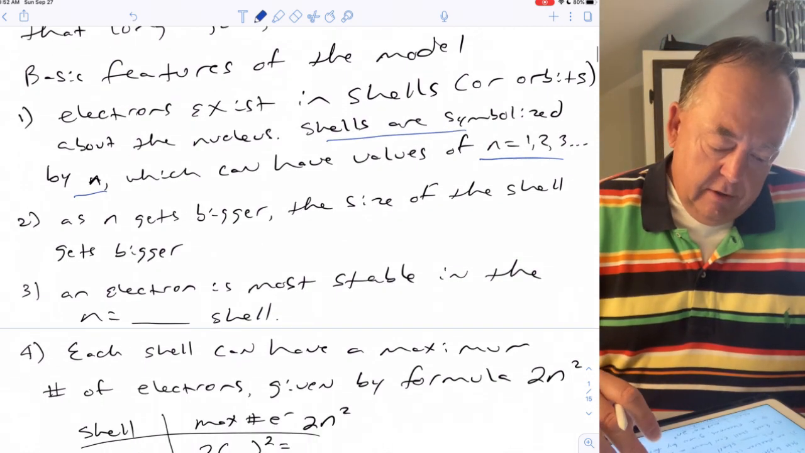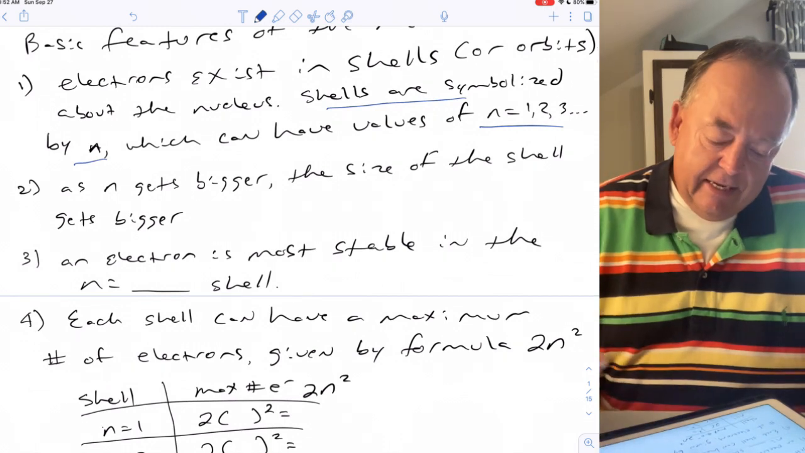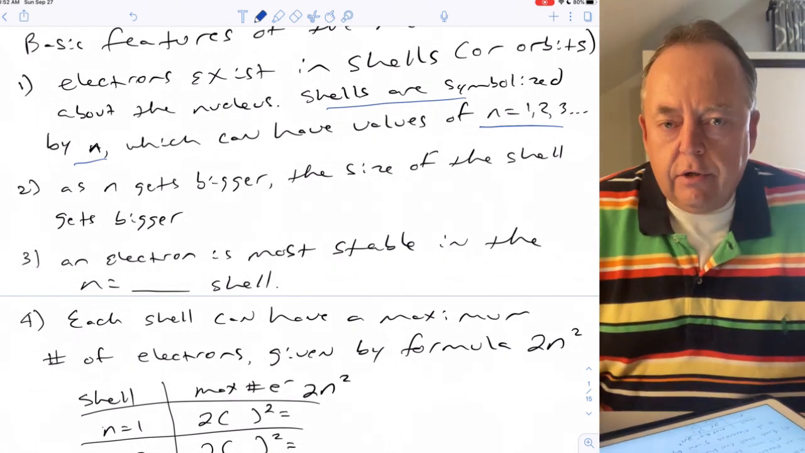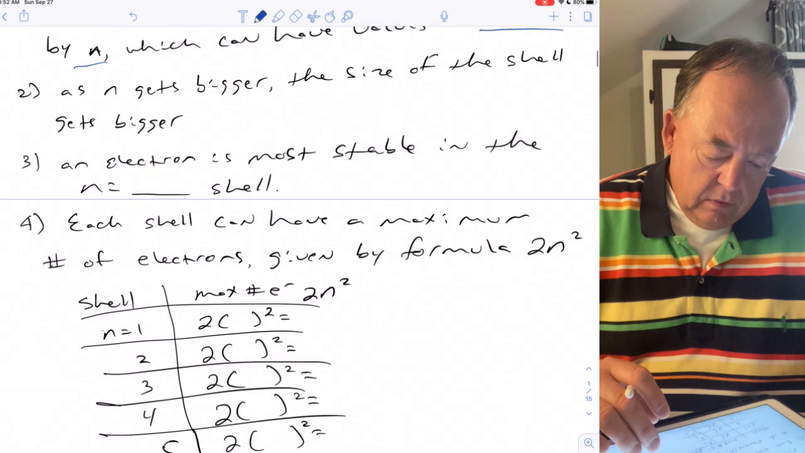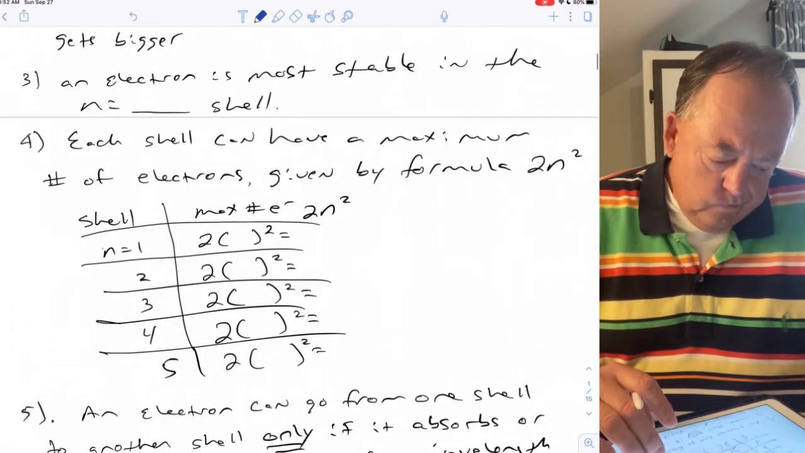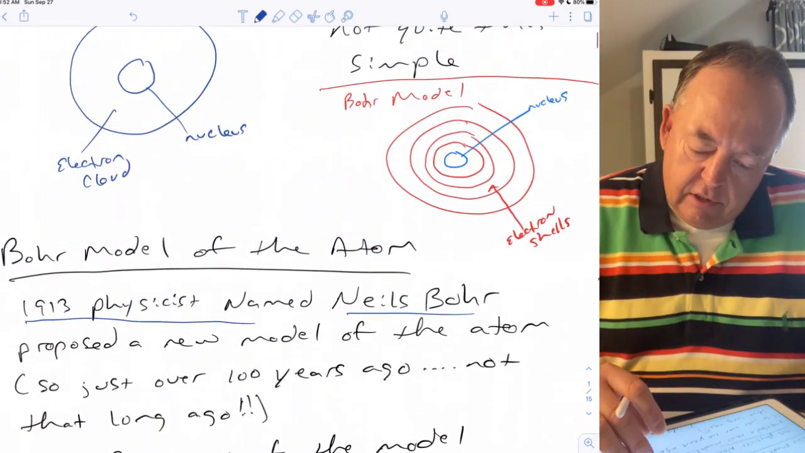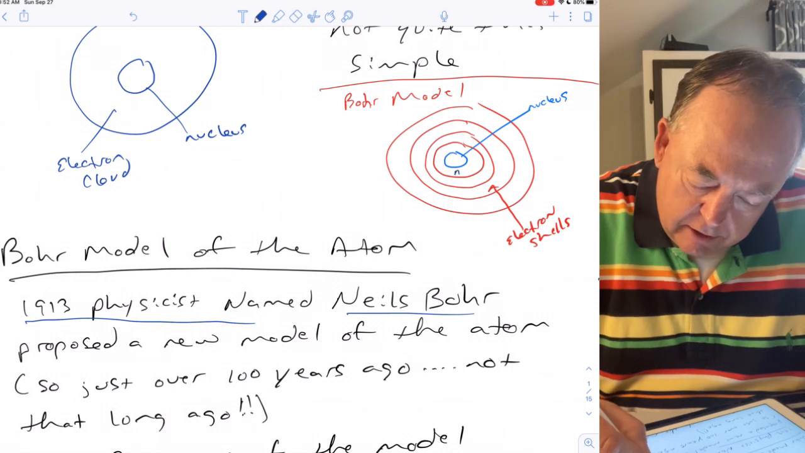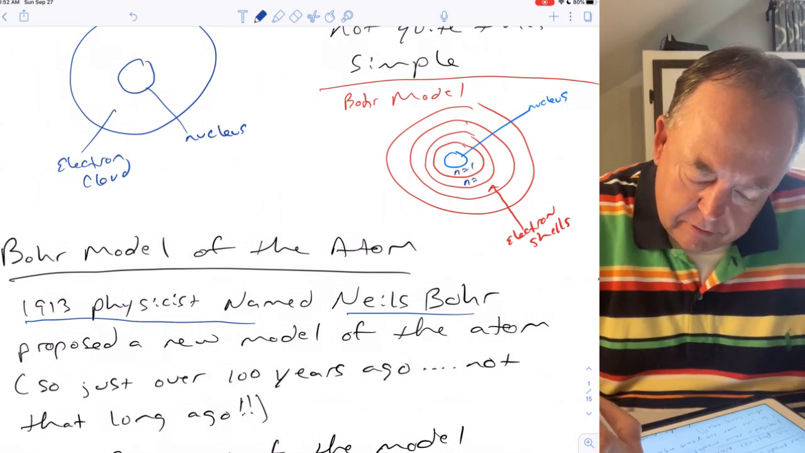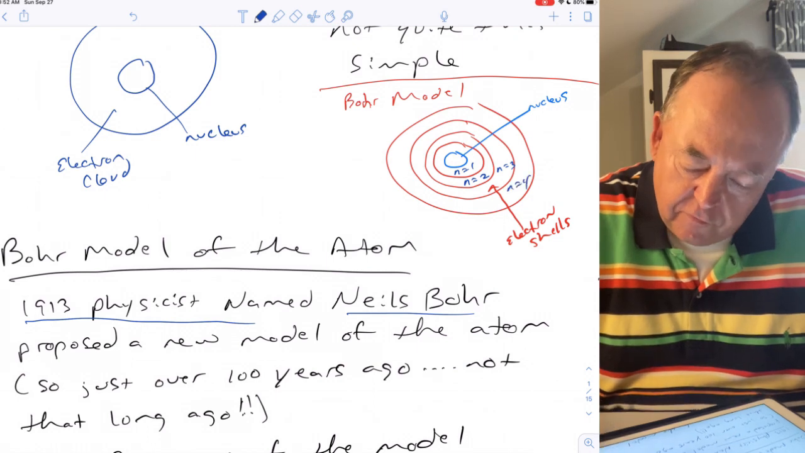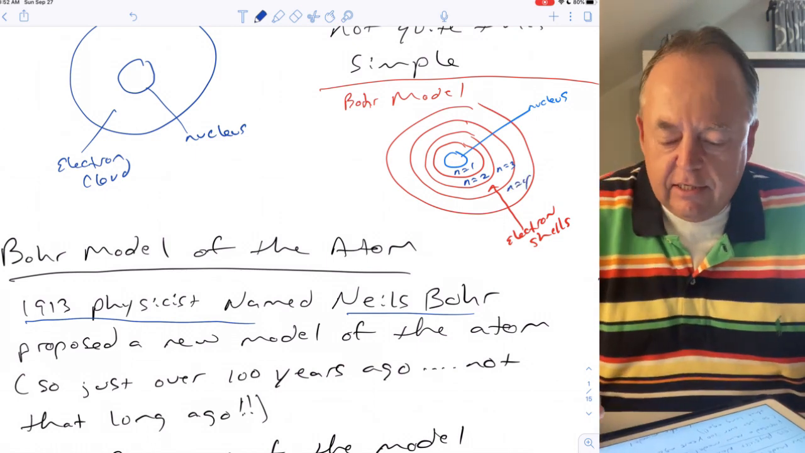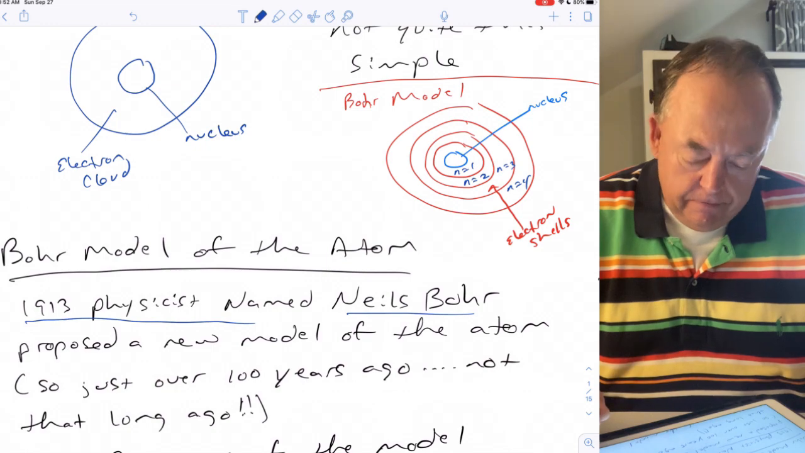And so, as n gets bigger, the size of the shell gets bigger. Okay, so these are the different shells. This would be n equals 1, for example. This would be n equals 2. This would be n equals 3. This would be n equals 4. So as n gets bigger, the size of the orbital or the shell gets bigger.